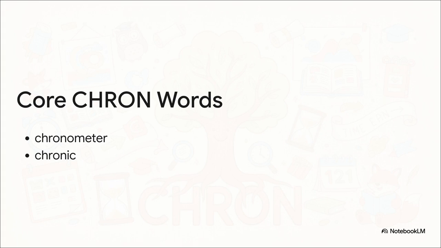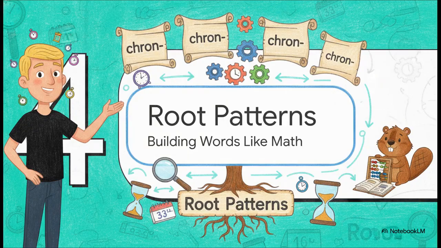We've got our familiar friends, chronology, chronicle, and chronological. But then we also have additions like chronometer, which is simply a tool to measure time, and chronic, describing something lasting a really long time. The root Chron always points back to time. That's your unshakable foundation.